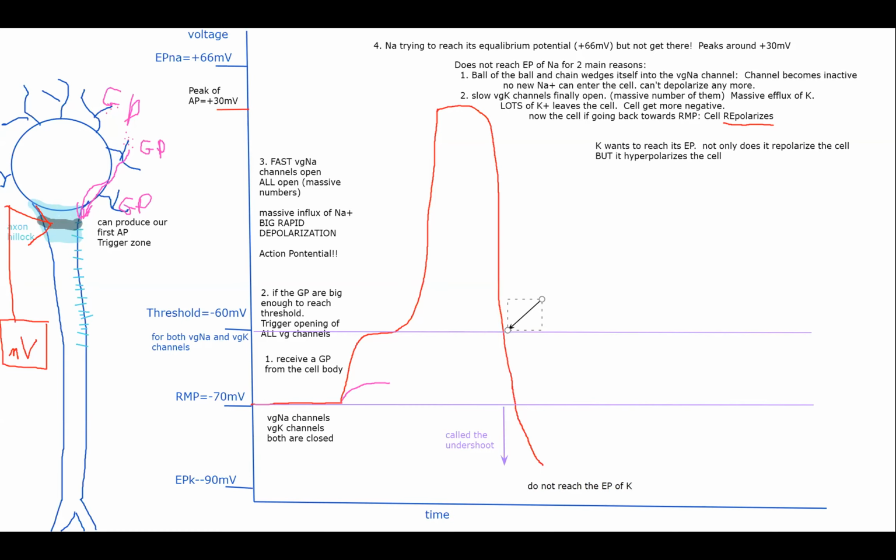Notice at this point right here, something special is happening. At this point right here, as the cell is repolarizing, because again, it is still a repolarization, it's still going back towards the resting membrane potential, it passes the threshold on the way down. As the cell repolarizes, it passes threshold on the way down. And as we know, that closes all of the voltage-gated channels.